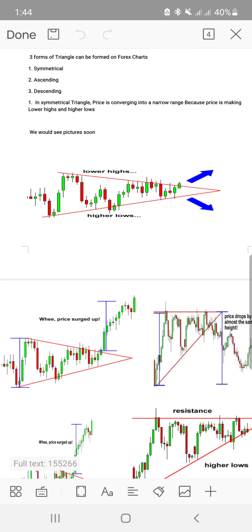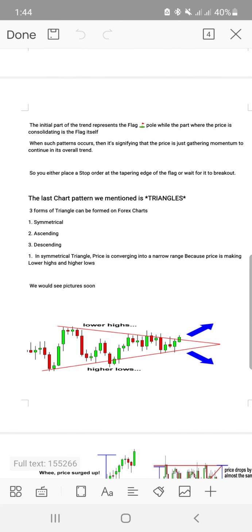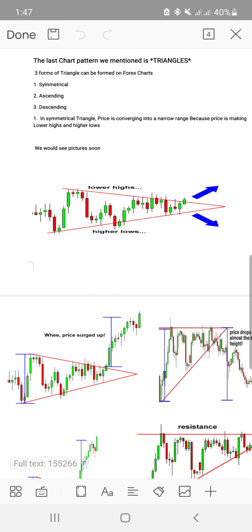So for the pennants and flags we just finished, I will give practical examples in the MetaTrader app when I'm done talking about the triangle patterns. Like I was saying, price is converging into a narrow range, making lower highs and higher lows. All these flags, pennants, and rectangles look somewhat similar, but there are slight differences we need to take note of.